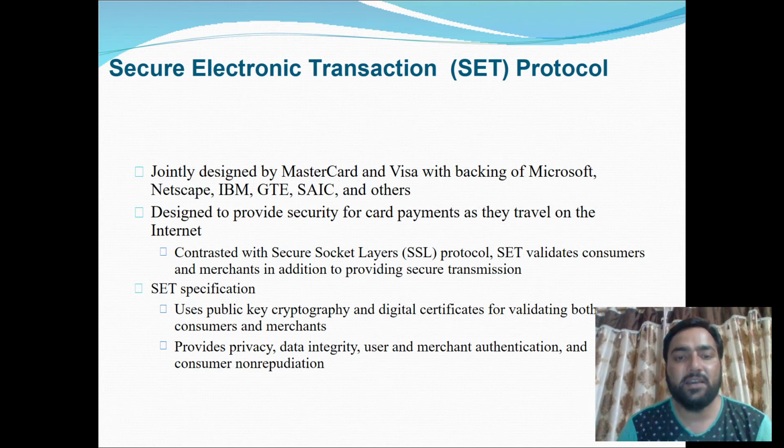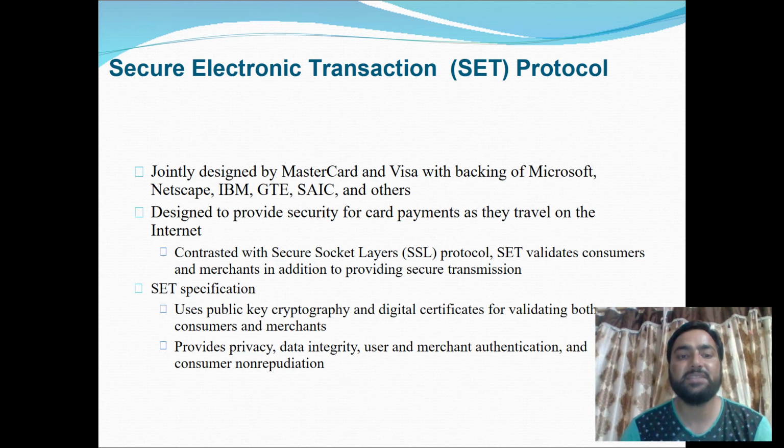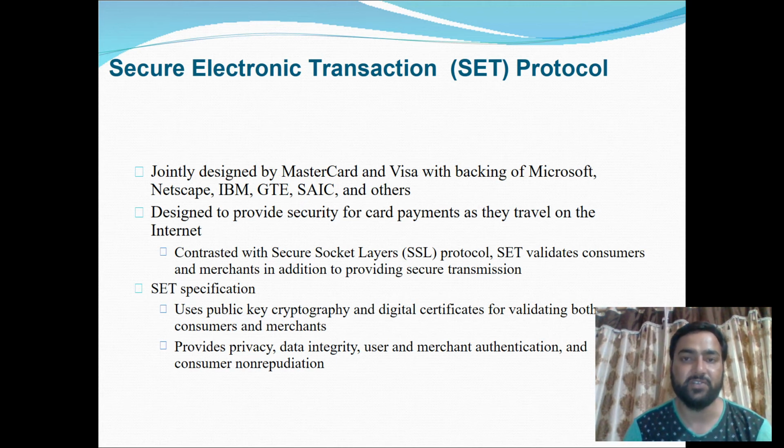So as compared to the secure socket layer protocol, what does the SET protocol do? It validates the consumer and merchants in addition to providing secure transmission. That means the different encryption techniques we studied earlier, SSL and 128-bit blowfish encryption, all protect the network, the transmission. But the SET protocol also validates the consumer and the merchant, and also provides security to the transmission of data over the network.